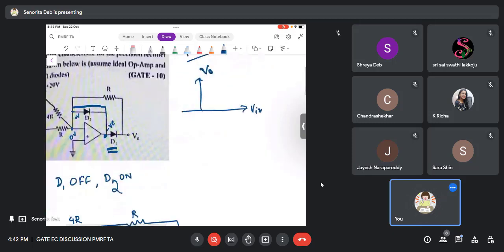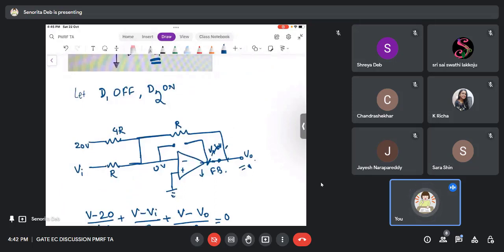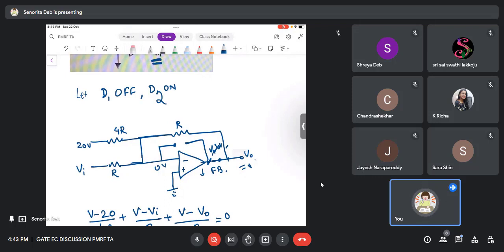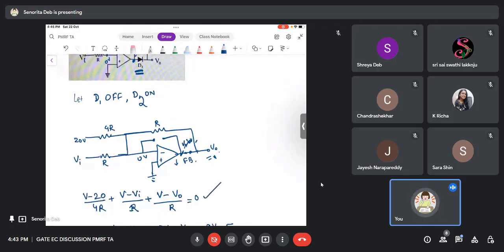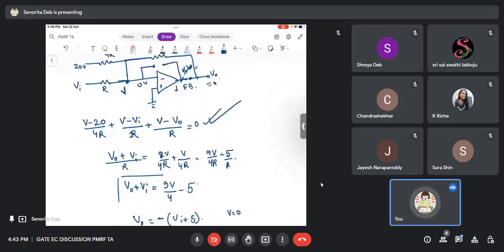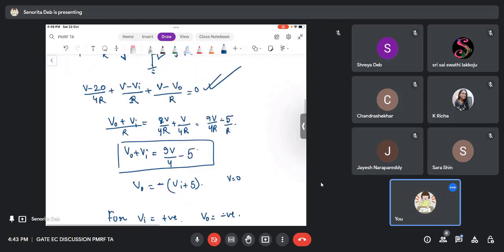This is the circuit now, right? Now it is pretty simple. Just put KCL. So now I have put KCL here, and this is my equation. Just check the equation. This voltage is 0 volts. So I have just assumed V and I have written the equation, and V is 0 volts. I'll put 0 later on. You can directly do it. So just for the sake of writing the equation, I have written it like that. If you solve it, you get V0 plus Vi is equal to 9V by 4 minus 5, where V is 0, and therefore V0 comes out to be minus Vi plus 5.